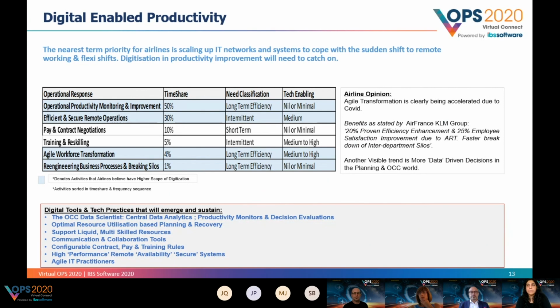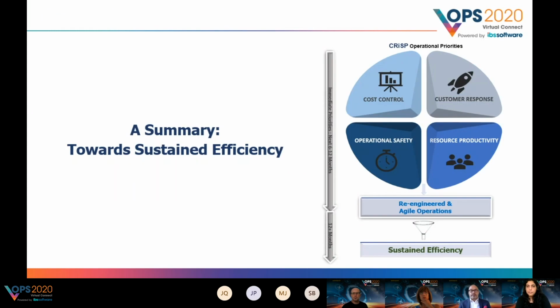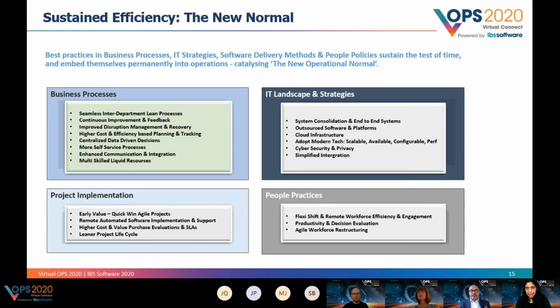The OCC being supported by data analytics and productivity monitors. More liquid resources being used, that is, as I mentioned, increasing utilization of resources, and very high importance on communication and collaboration tools between staff as well as departments. So from that, we filtered out all those things that airlines felt is coming out and sustaining the test of time and moving on to the new operational normal.